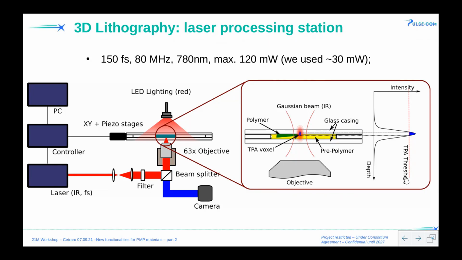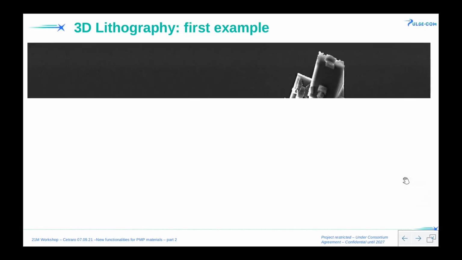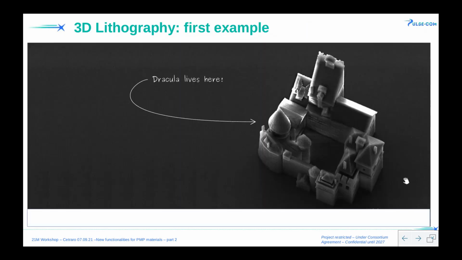Now I've talked a bit about what it is and how we obtain the structures, but it might still not be so clear what exactly we can do with this kind of technology. So I'm going to show you this picture. This is a castle, one of the most famous castles of Vlad Tepes, so Dracula. And this was done with two-photon polymerization.